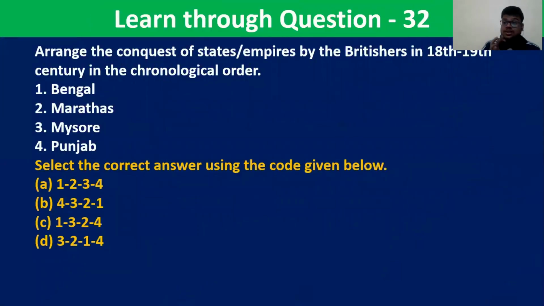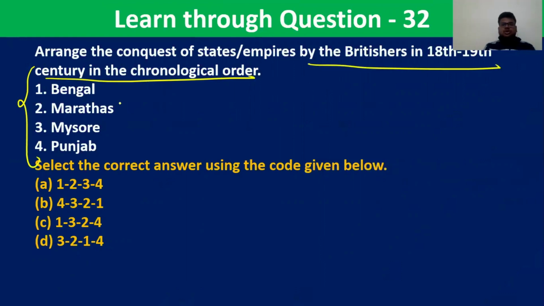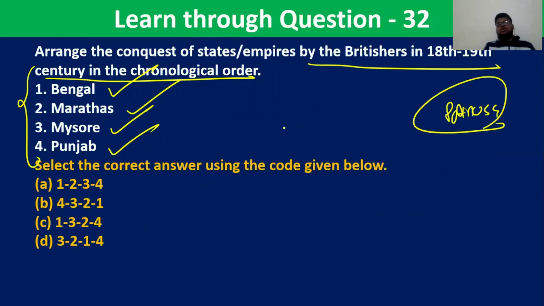Let us see the last question of our discussion today. Arrange the following conquests by the British in the 18th and 19th century in chronological order: Bengal, Madras, Mysore, and Punjab. You can pause the video and try this answer. We have all discussed it. For example, you have to arrange chronologically when each and every one was conquered.